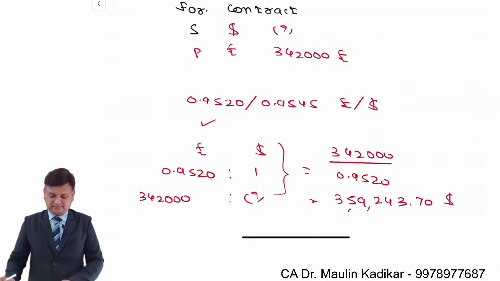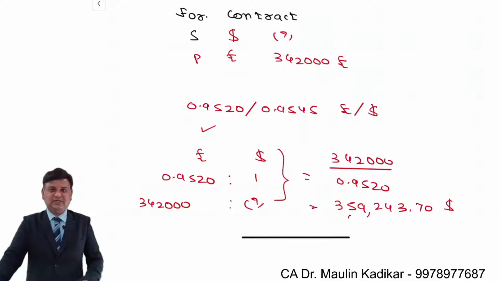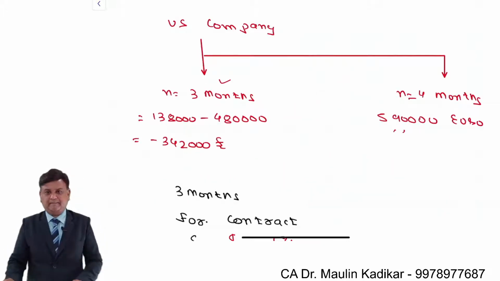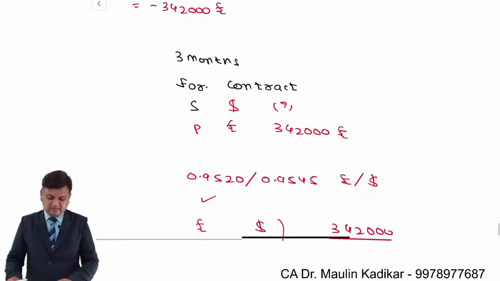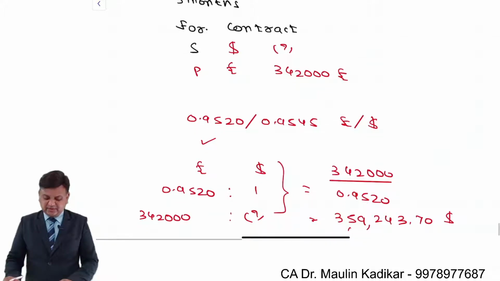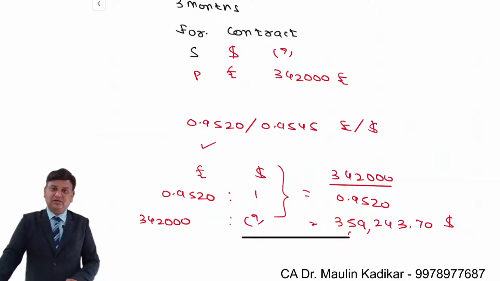Now try to do the money market hedge on your own for 3 months once again. So this is the amount of the payable and receivable for 3 months under the forward contract. This is the amount to be paid in your domestic currency, that is, in dollar currency.